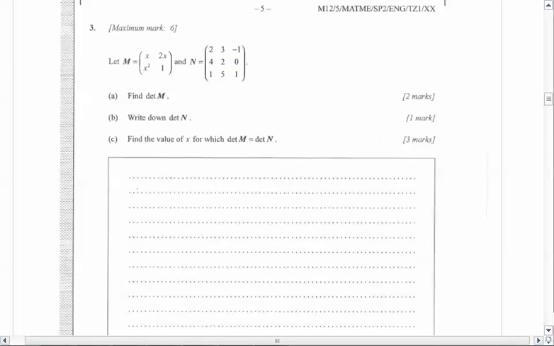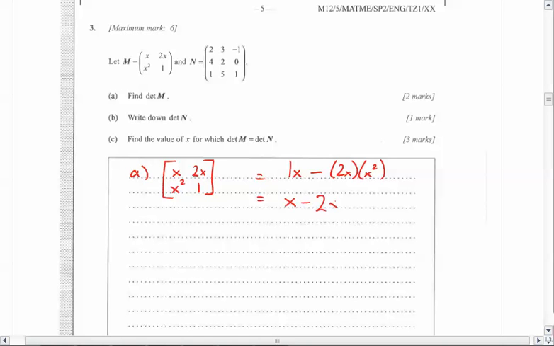Okay, in order to find the determinant of a matrix, what you want to do is just take your diagonal, multiply them together, minus the other diagonal, 2x times x squared. And I get x minus 2x cubed.